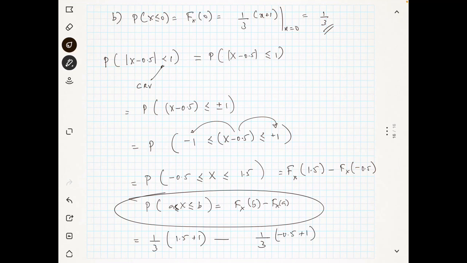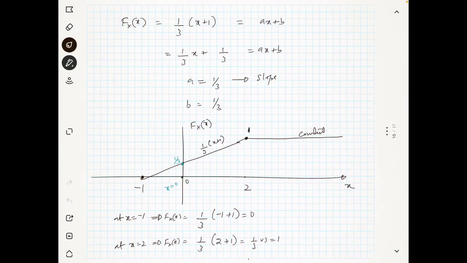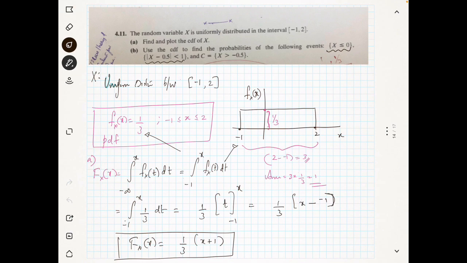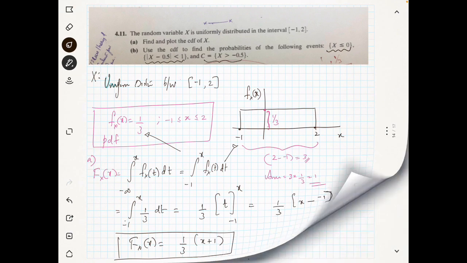Okay, so this answer you will get as 2 by 3. That means 2 by 3 will be the answer, or this is 0.666. Okay, that is the answer. So this is nothing but this probability. Next part of the question we will see now. Next part of the question is x greater than minus 0.5.